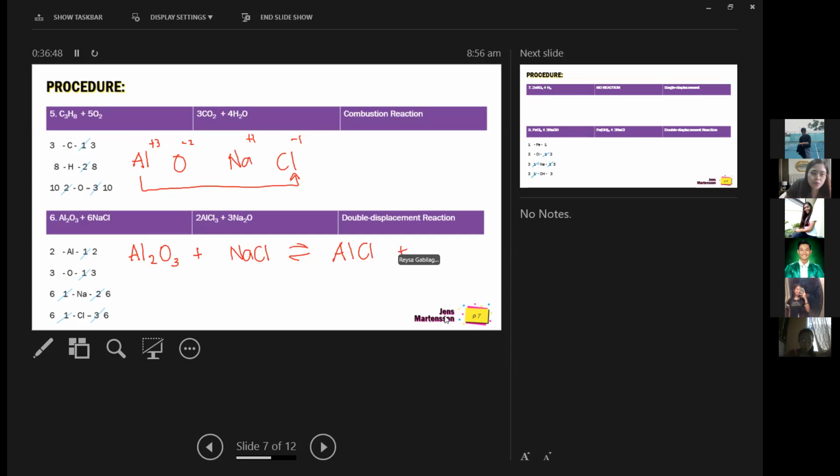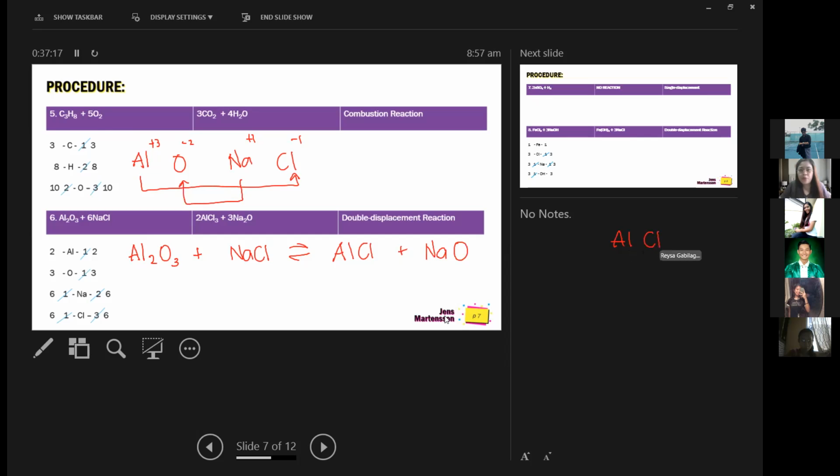And then sodium will now partner with oxygen. And take note, kapag ka naglalagay ka ng chemical formula, always nauuna yung positively charged. So sodium will be written first before the oxygen. Yan yung steps ha. And then after that, you need to check whether your chemical formula is correct or not, just like for AlCl.